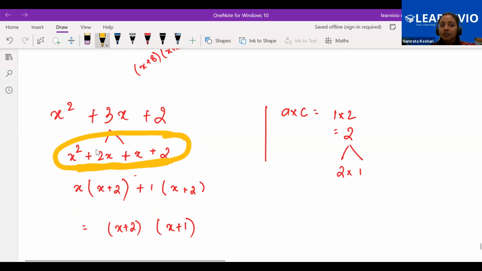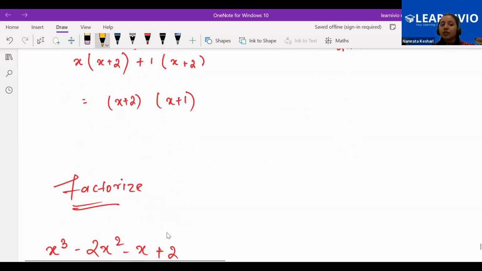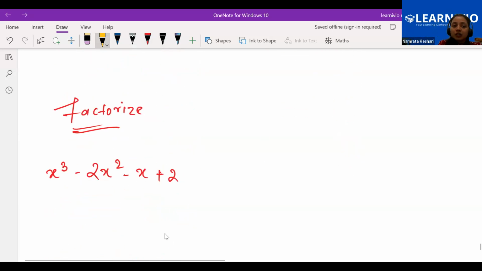So after this step, after this yellow circle, can you see what we did? We have taken common from the first two, we have taken common from the next two, and whatever we have done over here, we will be repeating over here. So can you tell me what is common which can be taken from the first two terms, and the common which can be taken from the next two terms? Can you tell me? Anyone?